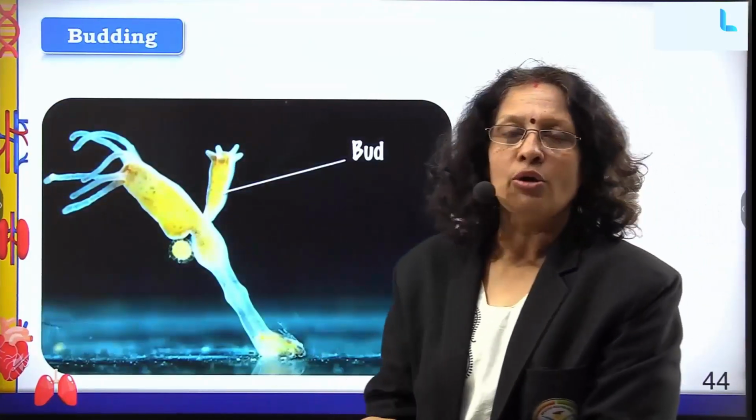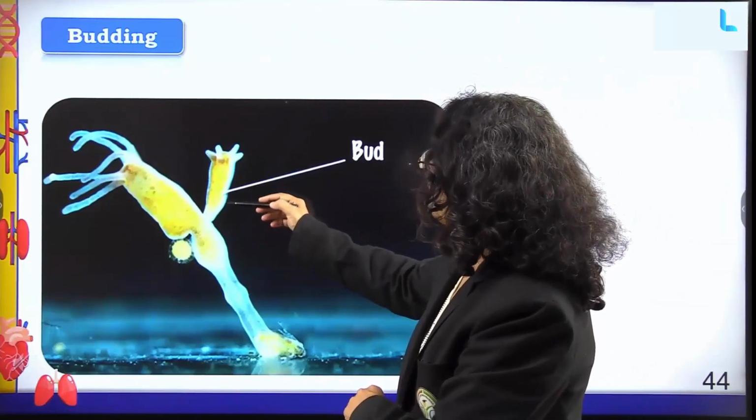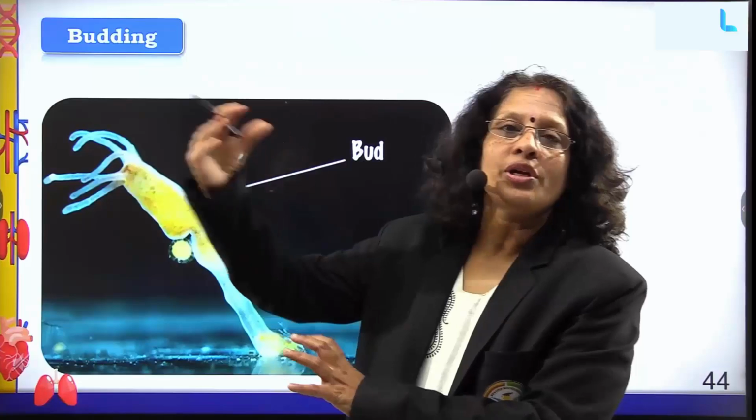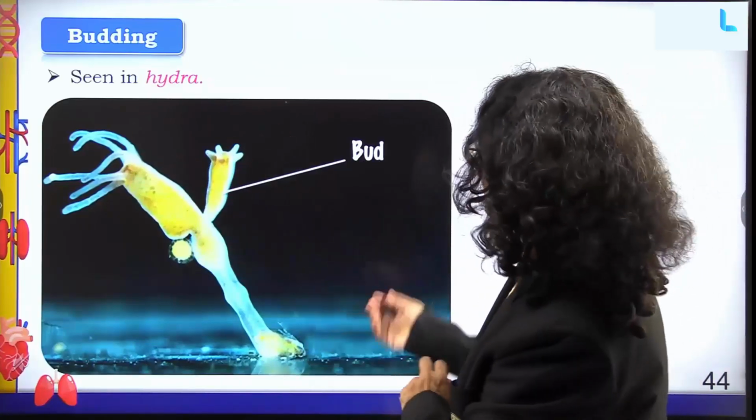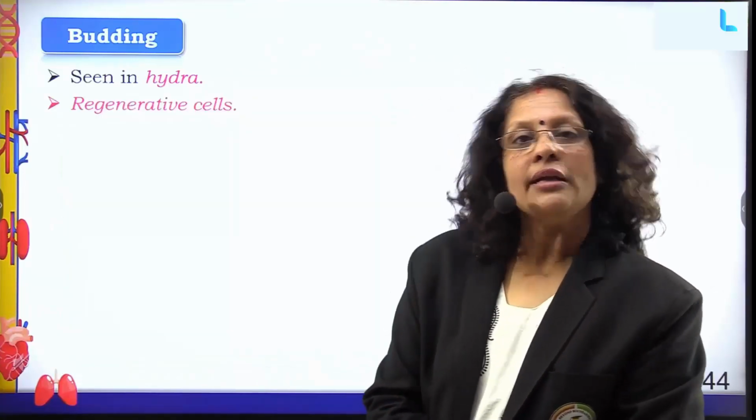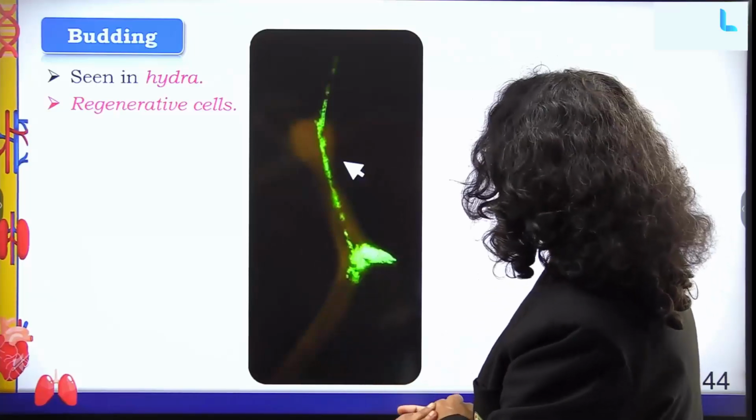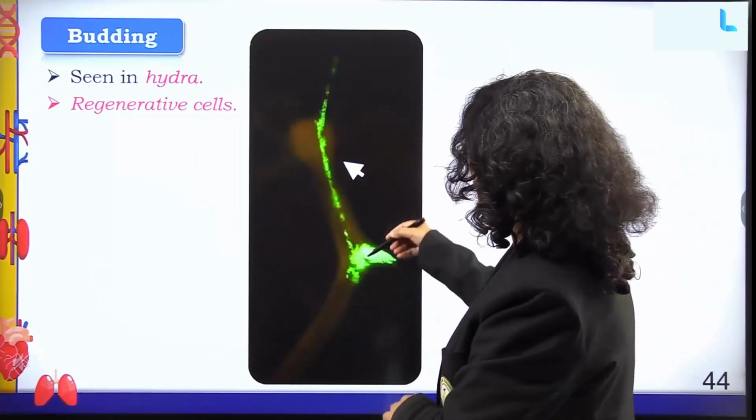Fragmentation, regeneration. Now we are seeing budding. This is hydra. Hydra will grow one small bud, and that bud will grow into another creature, and like that it will be separated from the body. So like this, another hydra will be created. We can see here, in hydra, the regenerative cells are present.